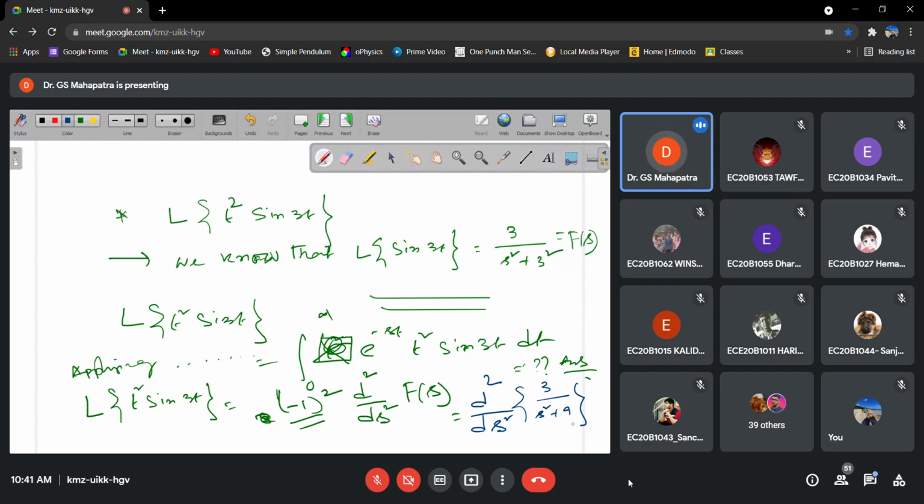What is d2 by ds2 of 3 by s square plus 9, in simplest form? Tell me the simplest form, then only I will write. Now, simple calculation. First, do the first derivative and you will get one function. Don't simplify that one, keep it as it is. Then do another derivative. If you simplify it, it will be tough for you.